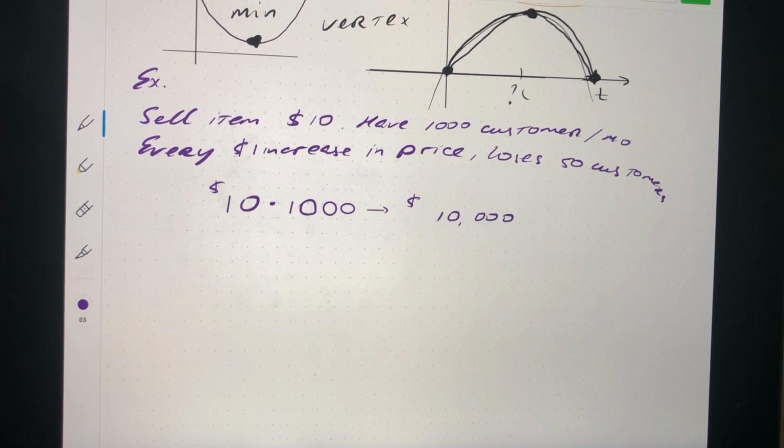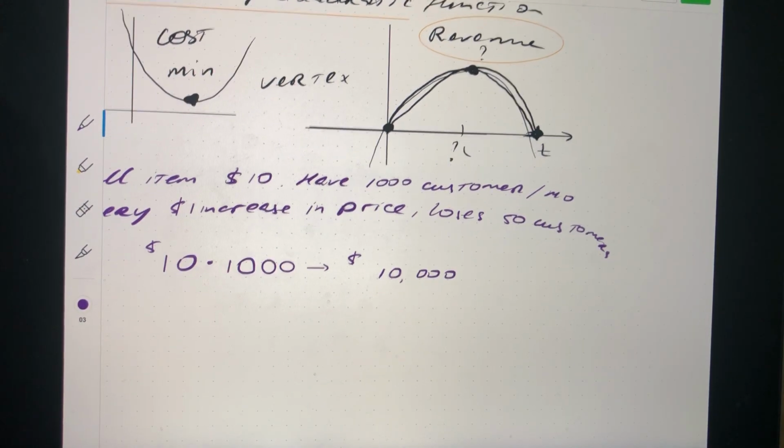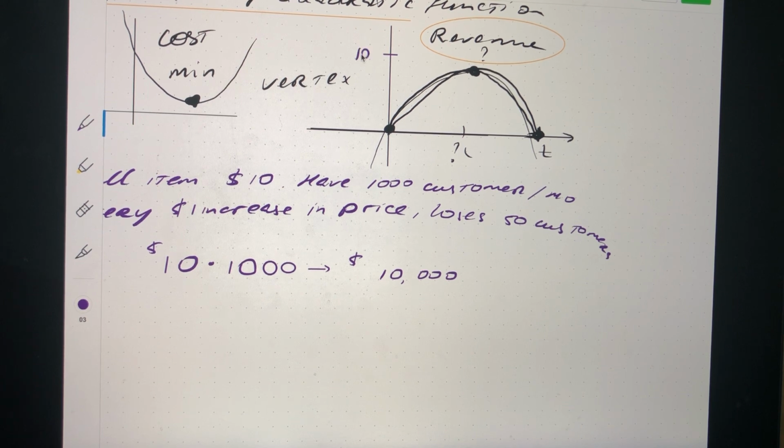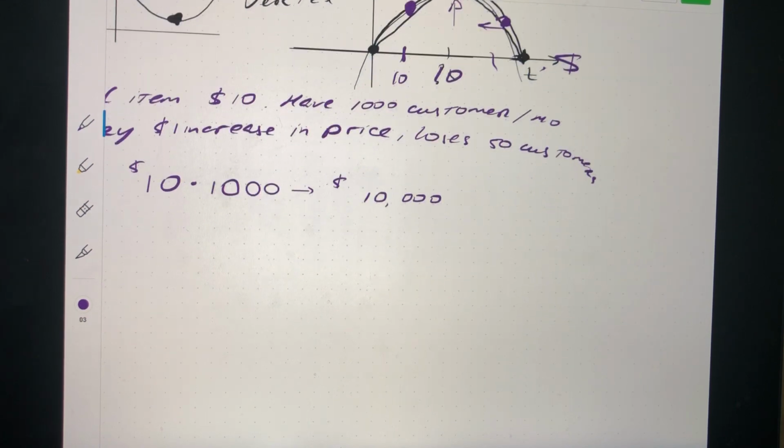So our revenue would have been 10,000 from having the price of 10. But is it the best? Is it the highest? Or maybe 10 is somewhere here and I'm not getting the maximum, or maybe I'm charging too much. Maybe I'm here and I need to bring the price a little bit back to get more people taking up my product and getting more revenue. So it's a delicate balance.